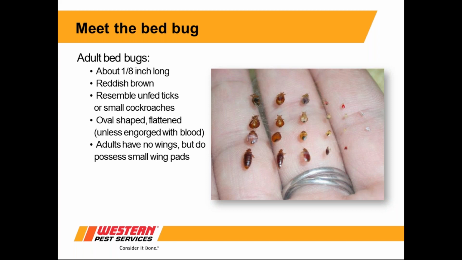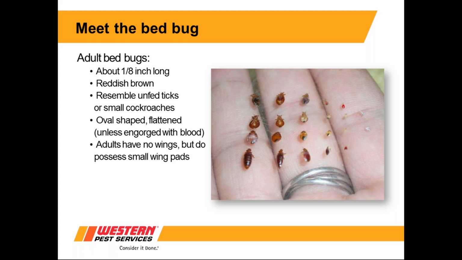As adults, they're about 1/8 of an inch long, reddish brown. Sometimes people think that they look like ticks. Sometimes they think that they look like cockroaches before they've got wings and when they're in the nymphal stage. We've gone into apartments where people think they've only got cockroaches, but they actually have bed bugs also, because the bed bugs look very similar to the young cockroaches.